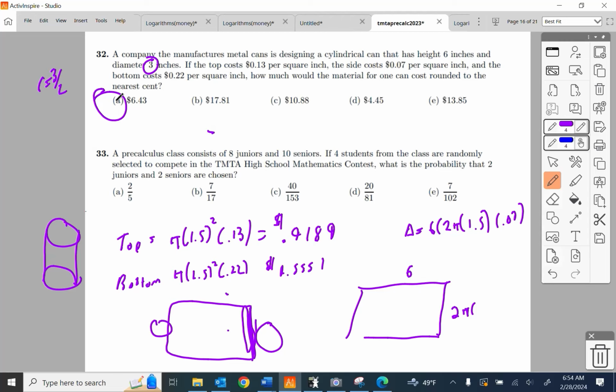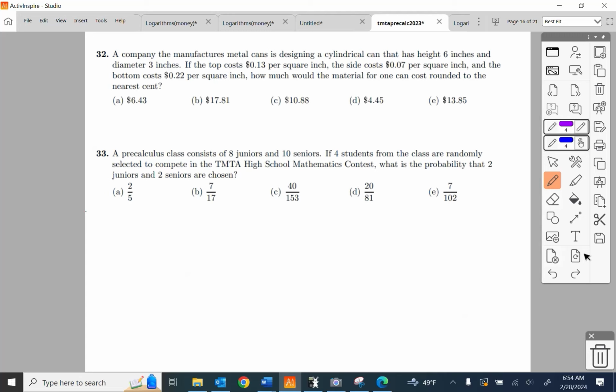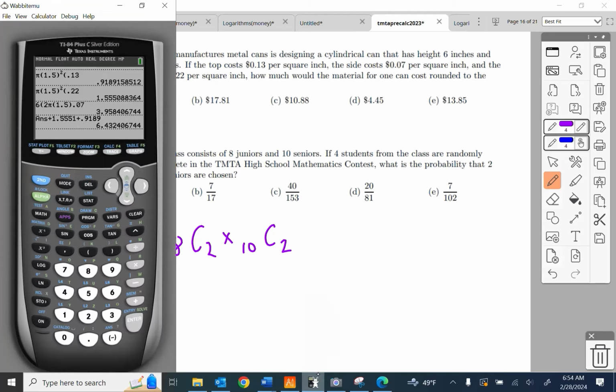Pre-calculus class consists of 8 juniors and 10 seniors. If 4 students from the class are randomly selected to compete in the TMTA mathematics contest, what is the probability that 2 juniors and 2 seniors are chosen? I don't know if you remember this or not from my Excel last year, but this is going to be a combination. We're going to pick 2 of 8, so we have an 8 choose 2, and we're going to multiply that by the seniors, which is also going to be 2, 10 choose 2. Probably another way around this problem, but that's probably the quickest way to do it.